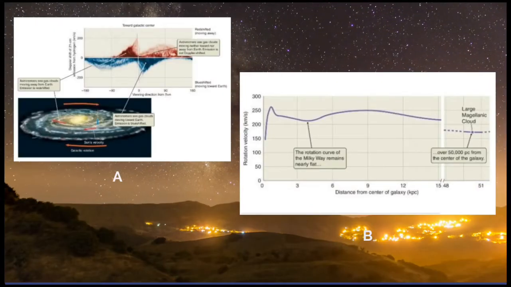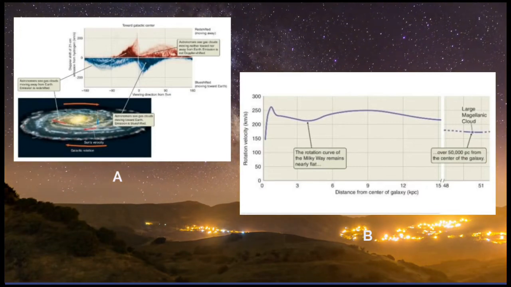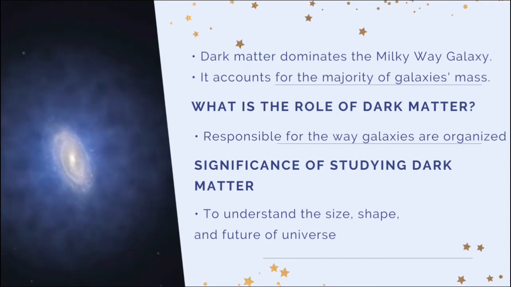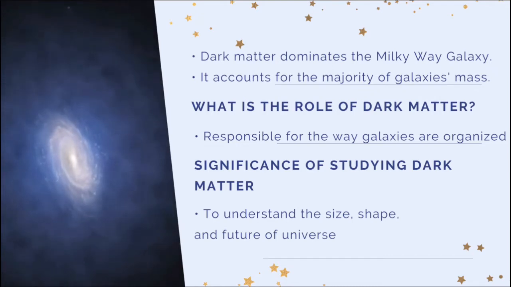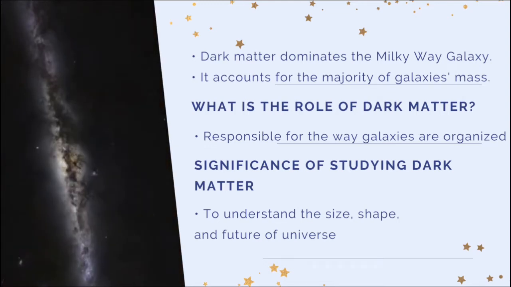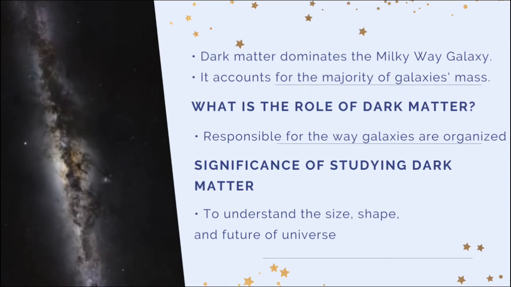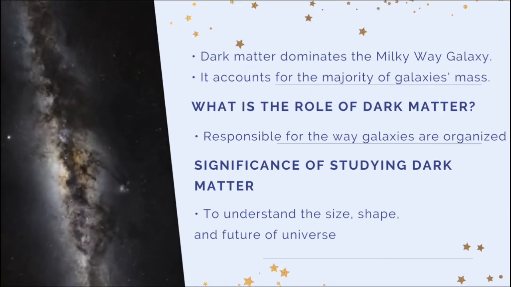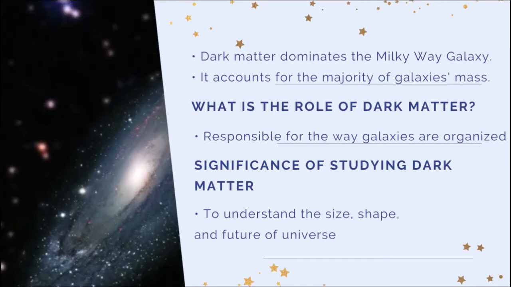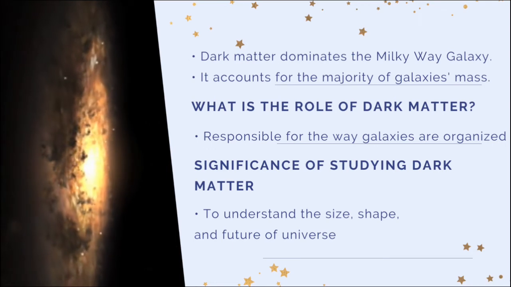So, if visible matter dominates the inner part of the Milky Way galaxy, dark matter dominates the outer parts of the Milky Way galaxy. It also accounts for the majority of the galaxy's mass, or in simple terms, the Milky Way's mass consists mainly of dark matter. If we're thinking what dark matter really is, it is responsible for the way galaxies are organized. Through its gravitational effect, it binds the stars and planets within a galaxy.